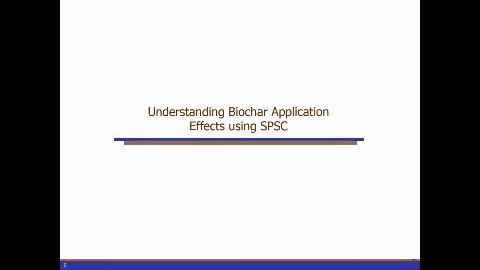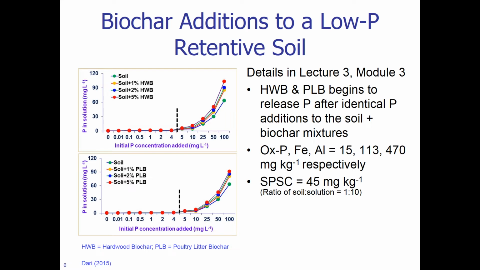Now we move on to understanding biochar application effects using SPSC. Now let us look at what happens when biochar is added to a soil with low P retentive capacity. The figures that you see here are identical to the ones that we explained in Lecture 3 of Module 3.